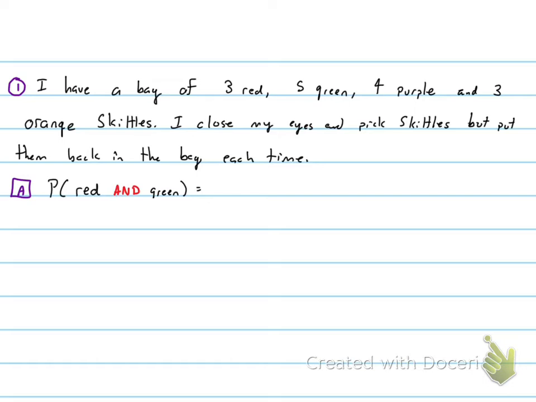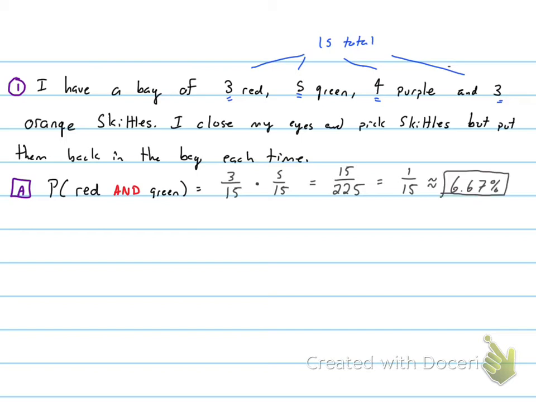So the probability that I would pick a red Skittle and then a green Skittle, so the probability of red and green, would be, well, first I want to look at the total. There's 15 total. 3 red out of 15 total, times 5 green out of 15 total. When I multiply these together, remember you multiply the numerators and then you multiply the denominators. You would get 15 out of 225. A simplified fraction there would be 1 out of 15. And as a percentage, that would be around 6.67%.